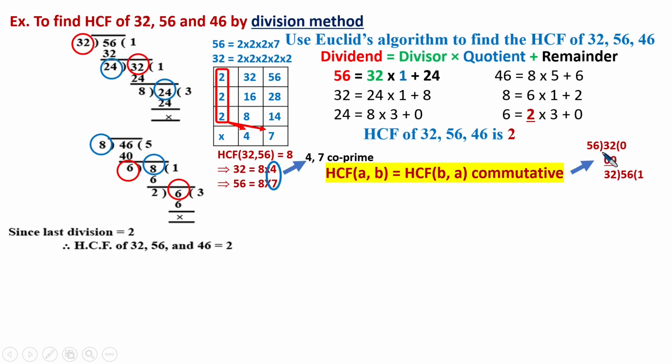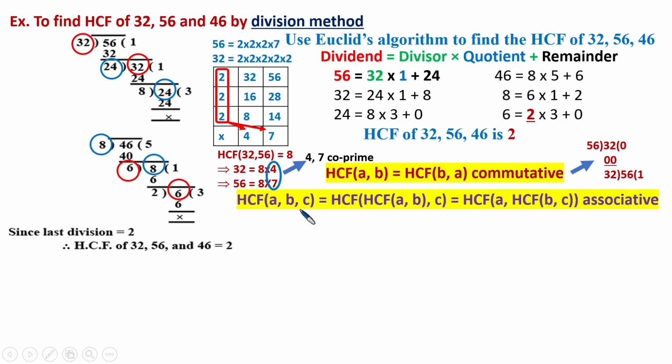And then of course, if I start with this, I will get the HCF as 8. So HCF of A comma B is equal to HCF of B comma A. Now HCF of A comma B comma C. So this has an associative property.